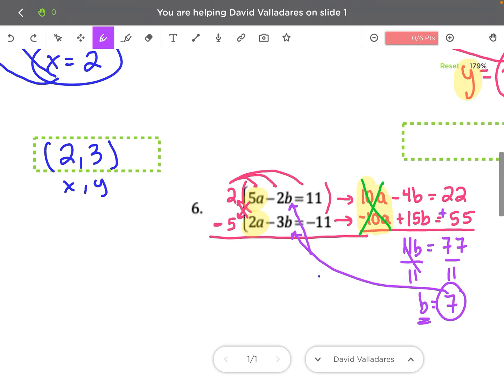Okay, but that's the trick in case you can't just multiply one equation to get them to cancel out. You could multiply both equations. Just make sure at the end of the day, one is positive and one is negative.